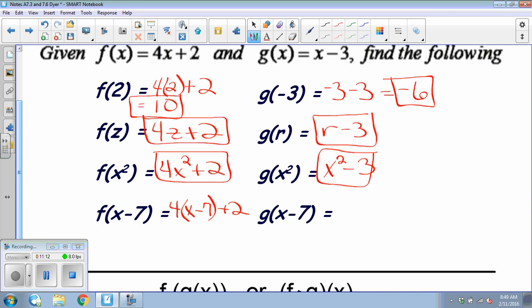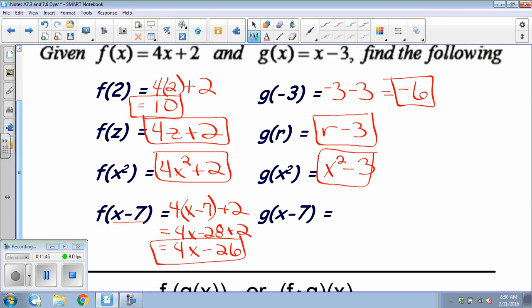Why do you have to have this one? Because it's 4 times x. So now it's not 4 times x anymore, it's 4 times x minus 7. So we simplify that. That's 4x minus 28 plus 2. So that's 4 times x, 4x minus 26.